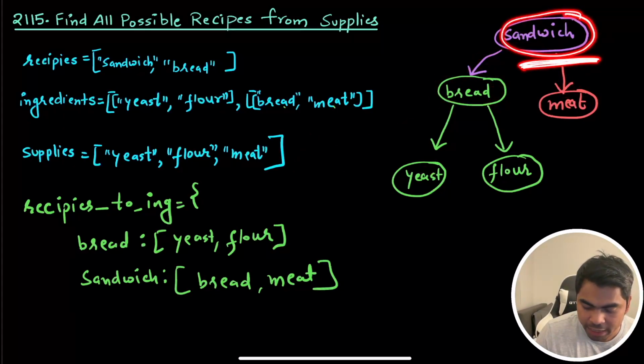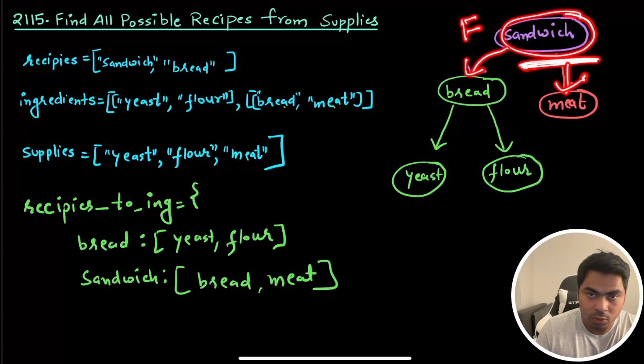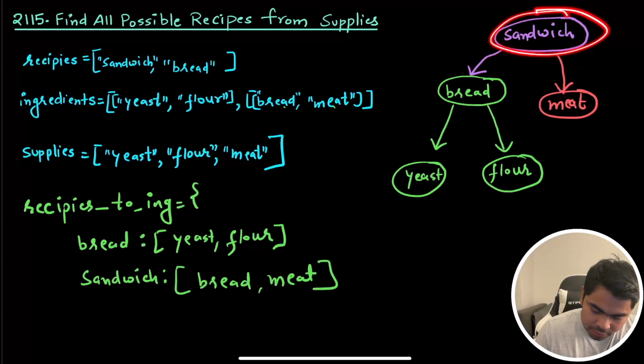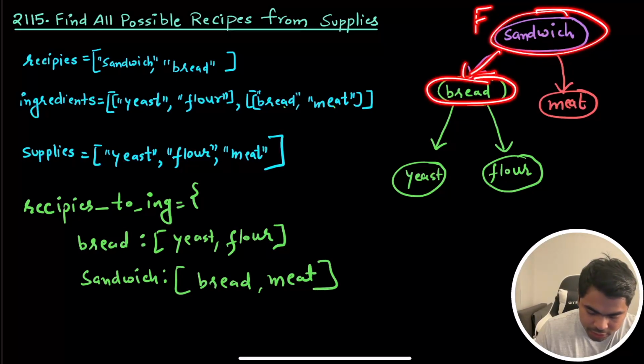Initially we are going to mark sandwich that we cannot create it, so we'll mark it at false initially, and then visit all its neighbors, and we will only mark it true if we can successfully visit, or in this case make those recipes, because these are recipes in themselves, although they're part of supply right now. So first we will mark it initially false, and then we'll try to visit its first neighbor, which is bread.